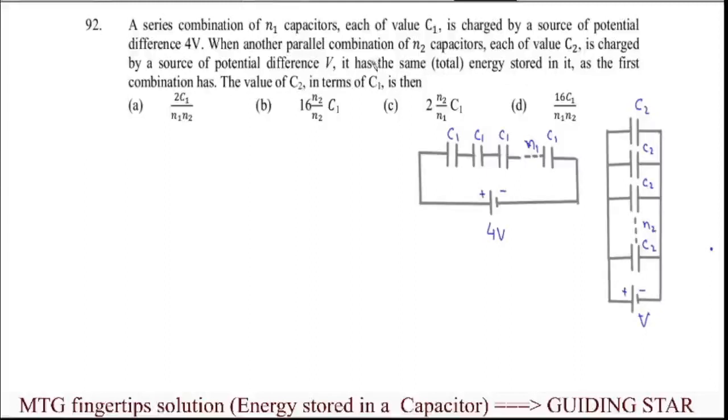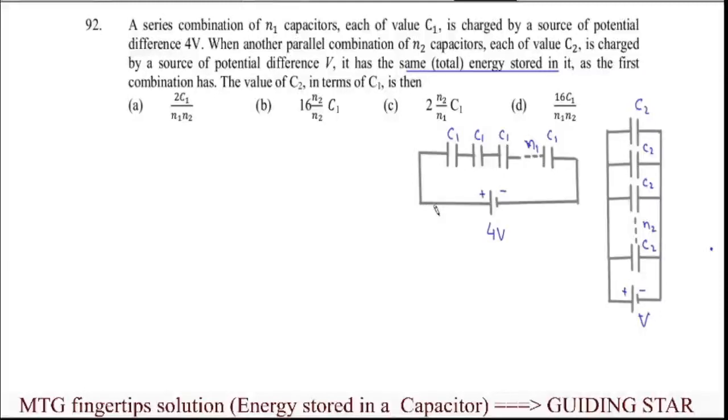And what it is saying is that the second combination has the same total energy stored in it as the first combination has. That means both systems have the same energy. So here it is asking us to find the value of C2 in terms of C1.